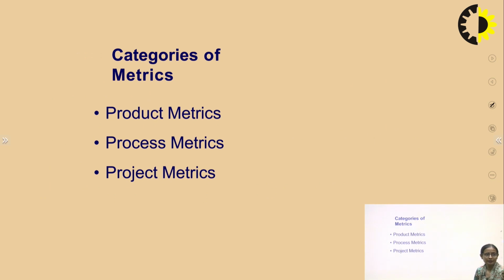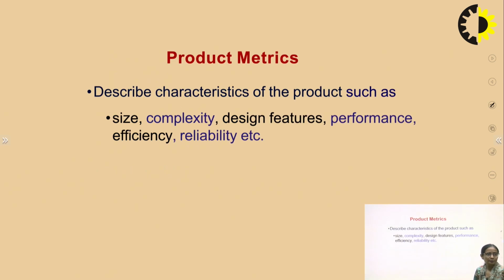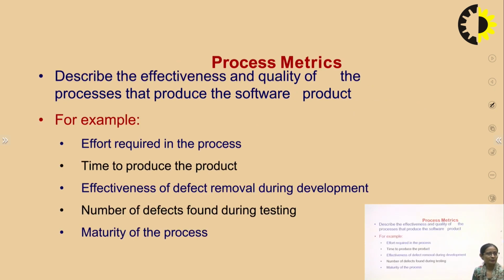These are the few categories of software metrics: product metrics, process metrics and project metrics. That is, we can categorize the software metrics into three parts: product, process and project. What do product metrics say? They describe the characteristics of the product such as size, complexity, design features, performance, efficiency and reliability. When we are working on these criteria or characteristics, we say that we are evaluating the metrics of a product.